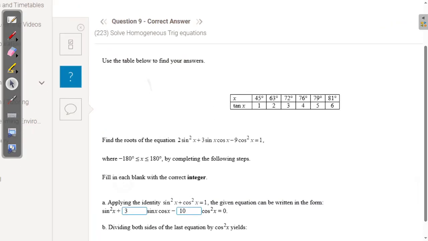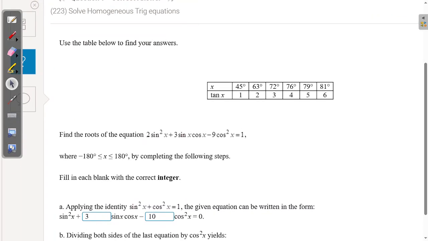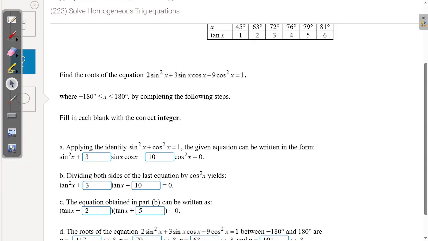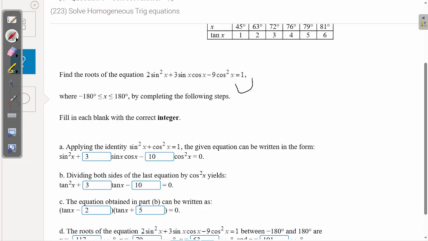Find the roots of the equation 2 sine squared x plus 3 sine x cosine x minus 9 cosine squared x equals 1. Part A, applying the identity sine squared plus cosine squared equals 1, the given equation can be written in this form. So what you do first when you have an equation like this, you remove the constant part and you substitute it with sine squared plus cosine squared.